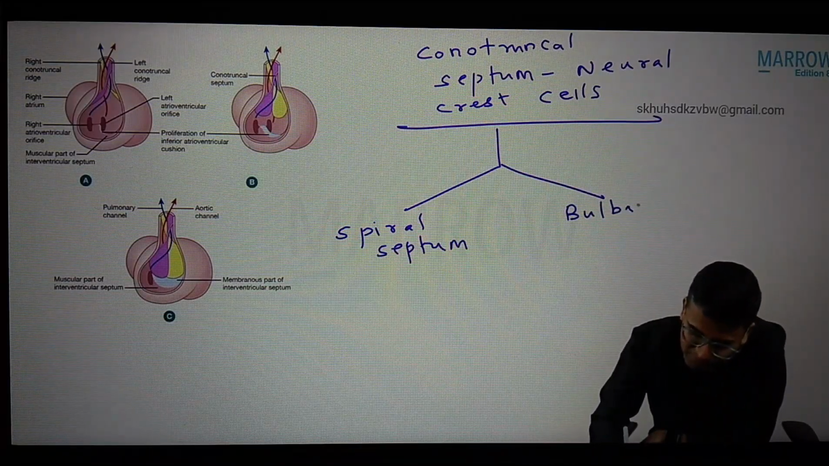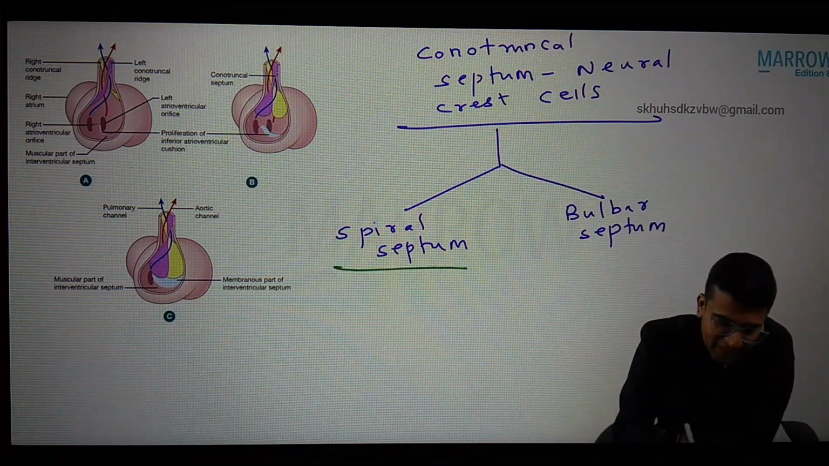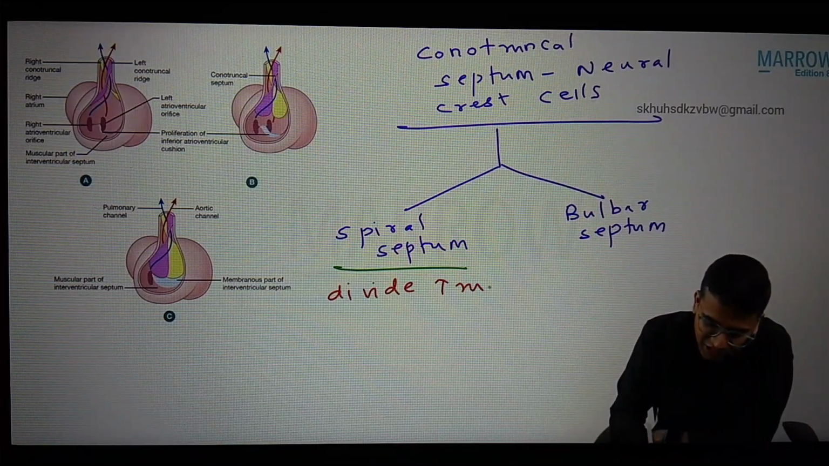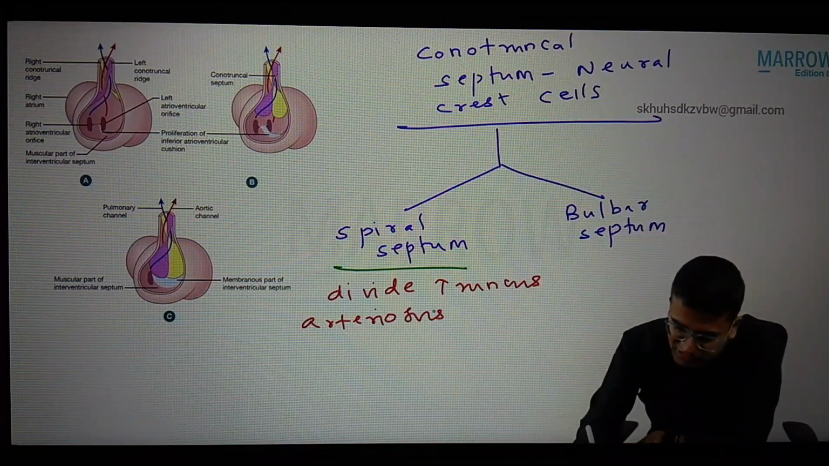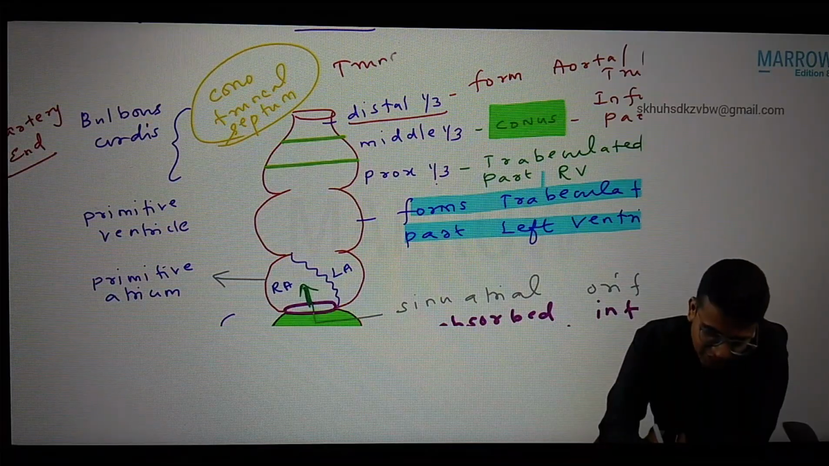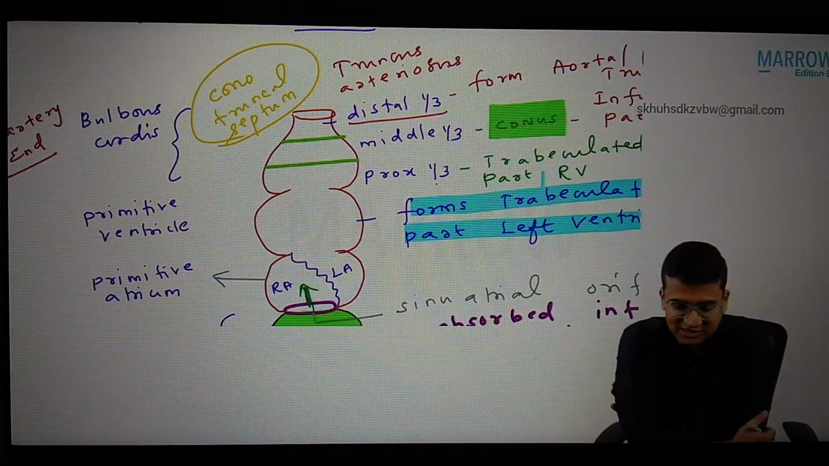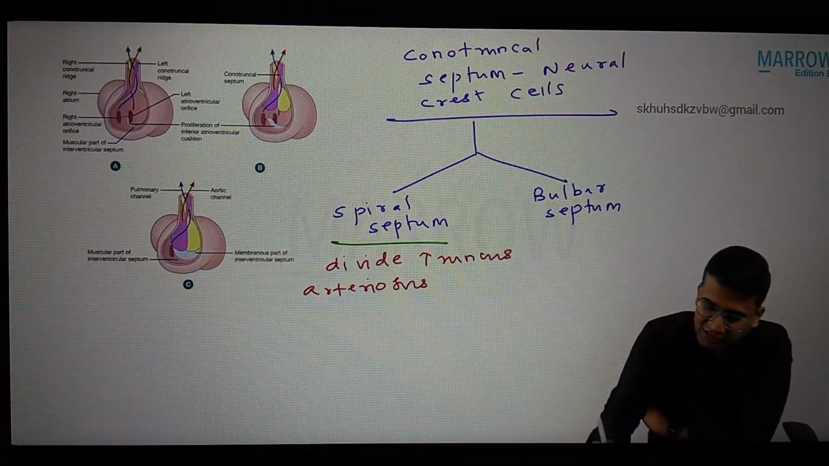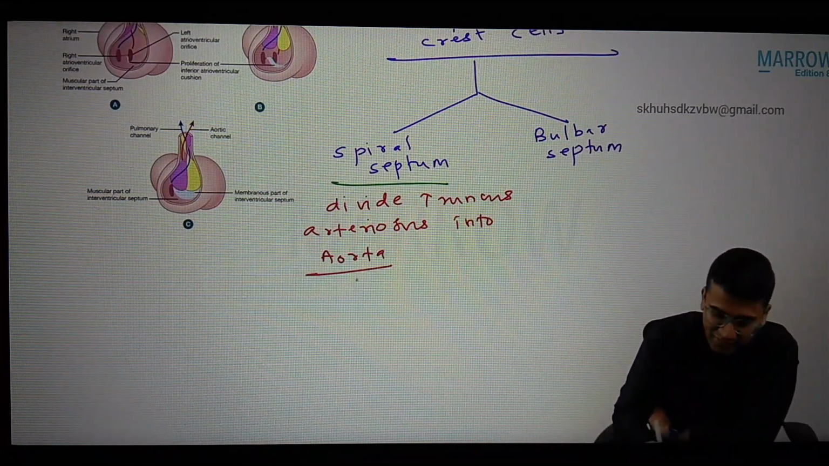Number two, bulbar septum. Now, spiral septum, which divides the truncus arteriosus. The distal 1/3 of the bulbus cordis is called truncus arteriosus. I forgot to say, please write down: the distal 1/3 of bulbus cordis is called truncus arteriosus. So, the spiral septum divides the truncus arteriosus into two arteries. What are those? Aorta and pulmonary trunk.